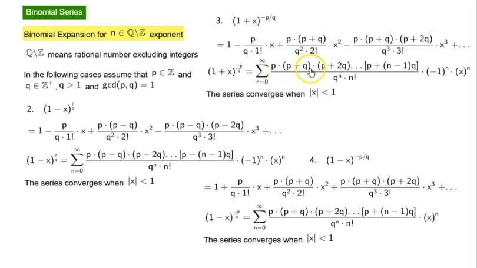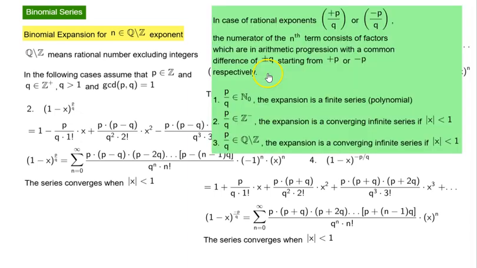Let's look at nth term. So p times p plus q times p plus 2q. So you will notice p plus q, p plus 2q, p plus n minus 1 q. All these are in arithmetic progression. Or we can say the factors of the nth term in the numerator are in arithmetic progression. In this arithmetic progression, we are starting with what? We are starting with p. And we have a common difference of plus or minus q depending on the case.